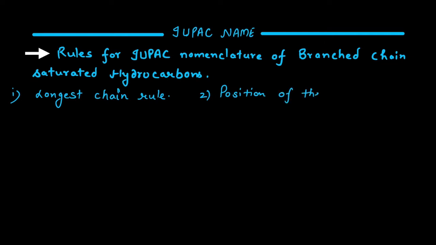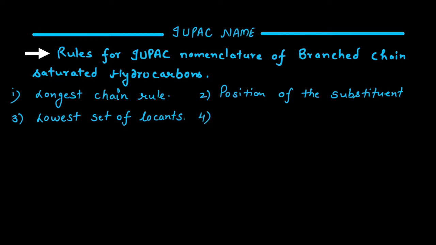The second rule is the position of the substituent. Now this is again a very important rule. Here the carbon atoms of the parent chain, let us say it is 1, 2, 3 or something like that, are numbered starting from the end which gives the lower number to the carbon atoms that carry the substituents. Now the third rule is the rule of lowest set of locants. In this rule, we select the end of the parent chain which gives the lowest set of locants. We prefer it for the numbering.